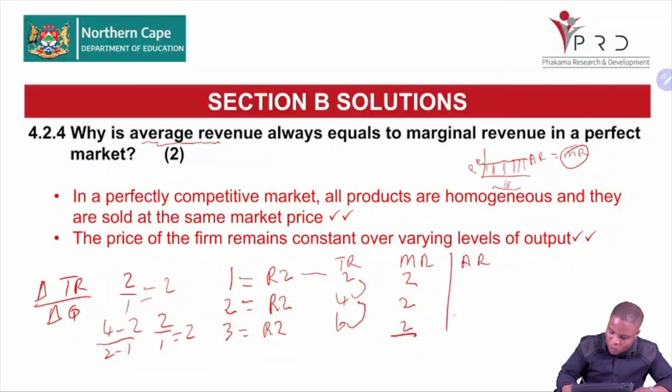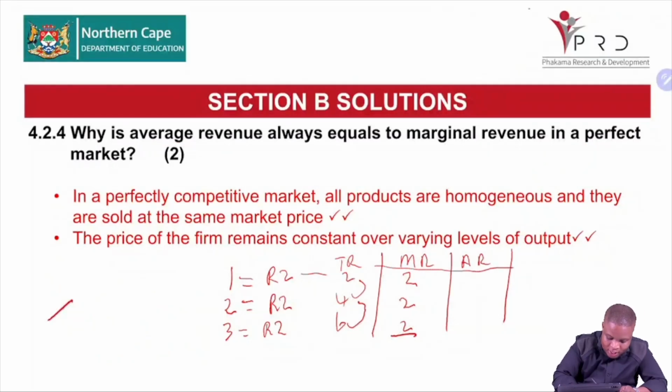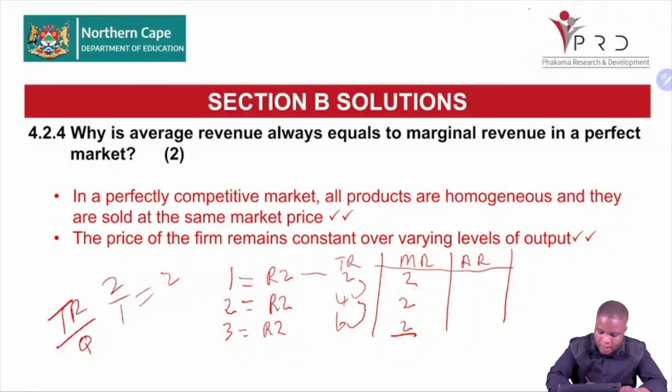It will remain the same as well. So your MR is 2 here in this line. AR will be 2 as well. AR is TR over Q. So for AR, our TR, the first one is 2, our Q is 1, 2 divided by 1 is 2. The next one, our TR is 4 divided by 2. Our answer is 2. The next one, 6 divided by 3 is 2. So it remains the same.